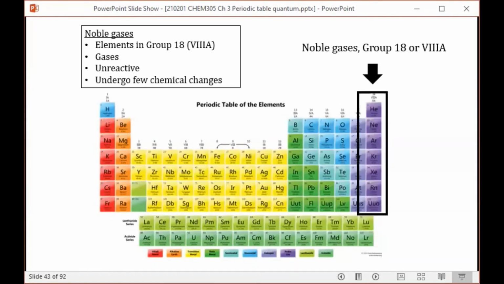And then next to the halogens, the column that's all the way on the right-hand side of the table, group 18 or 8A, these are called the noble gases. They're all gases. They're not very reactive at all, and they undergo few chemical changes.